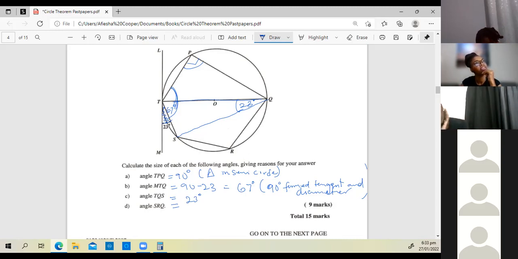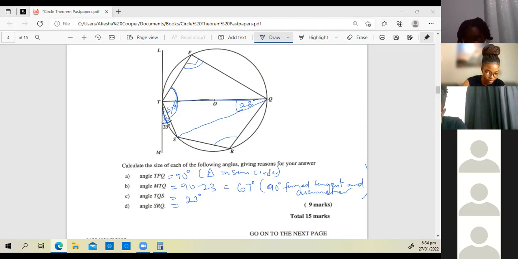SRQ, right there. How much is that? Come on, don't tell me you all have not seen that. This is one of the easier ones. So right angle. Excuse me, miss, would it be 113? 113, why is that?